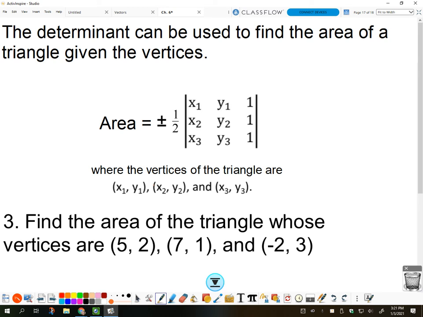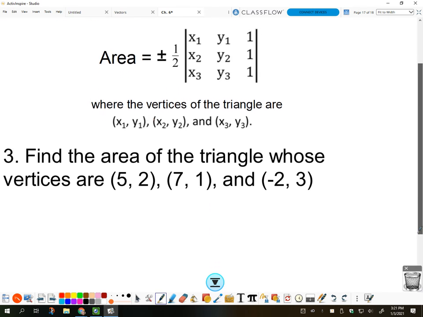And then this plus minus, why is that there? Well, sometimes determinants are negative, like that last problem that we did, but the area of the triangle is not going to be negative. So if it's a negative, then you multiply by a negative 1/2, so you get a positive area. If you get a positive determinant, you multiply by a positive 1/2, so you get a positive area. All right, so let's try an example.